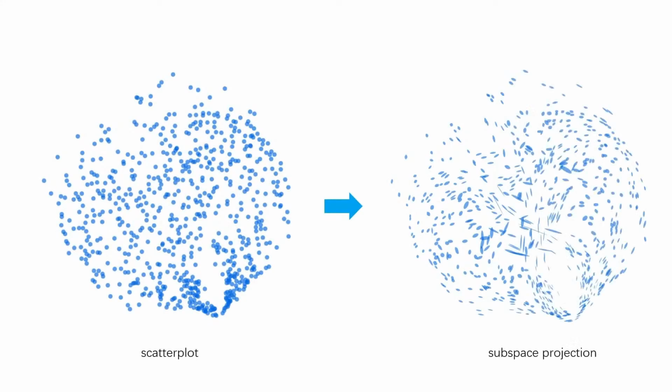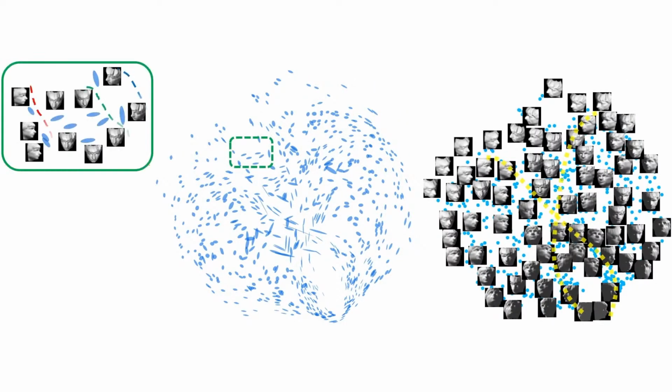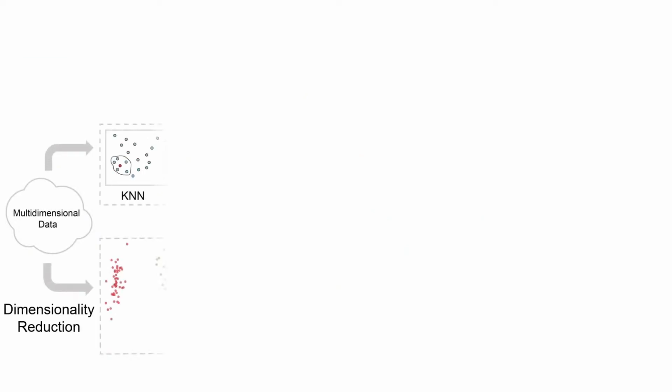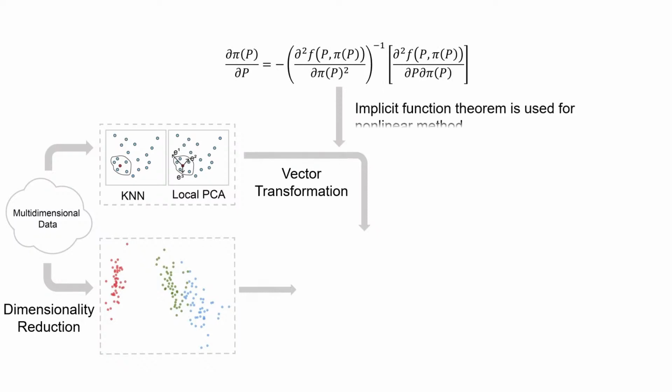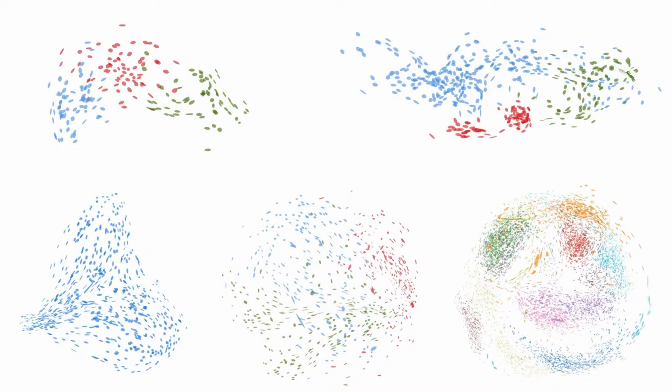Given a dimensionality reduction scatter plot, we project its original subspace. Through the orientation and shape of our glyphs, both the global trends and local patterns can be identified. To transform the vectors, we use implicit function theorem. We apply our method to different kinds of data.